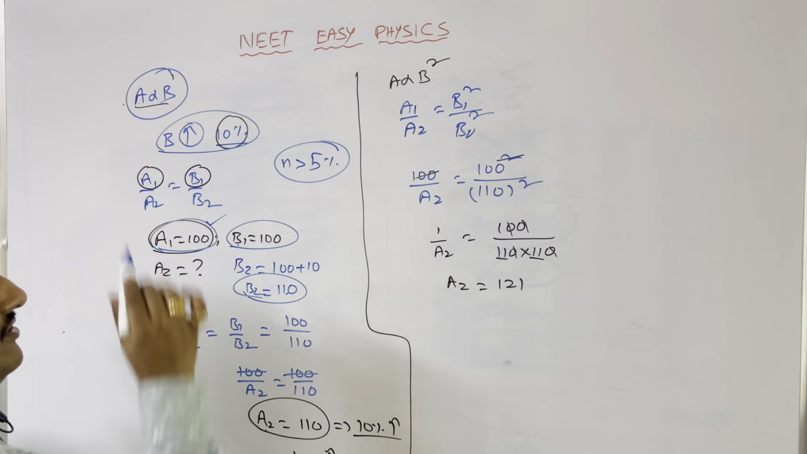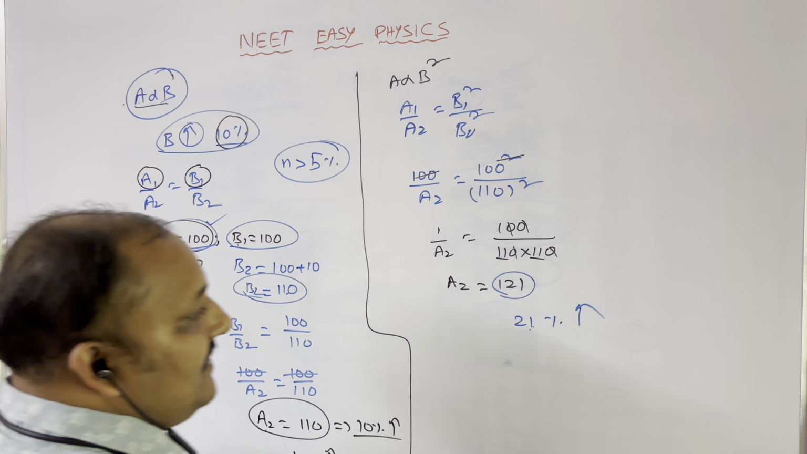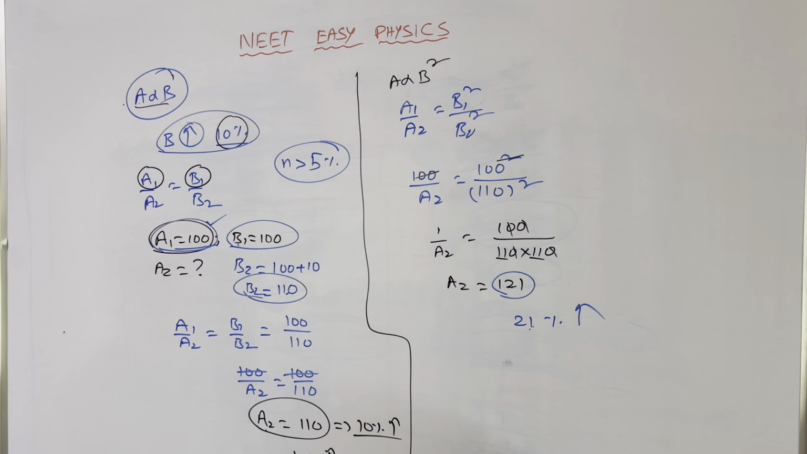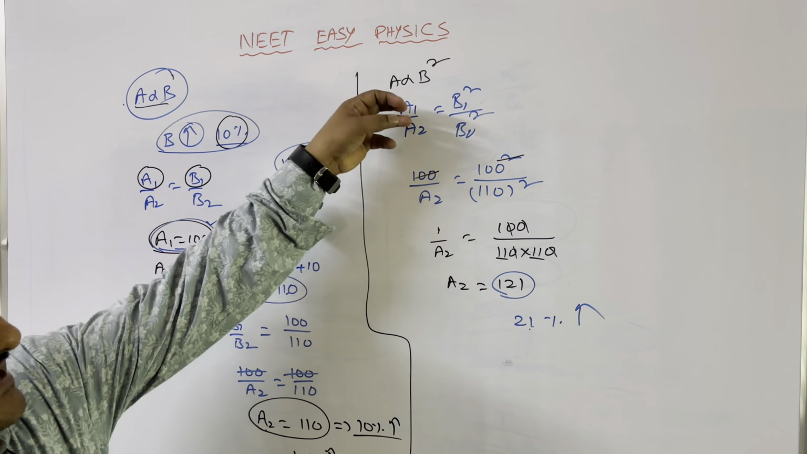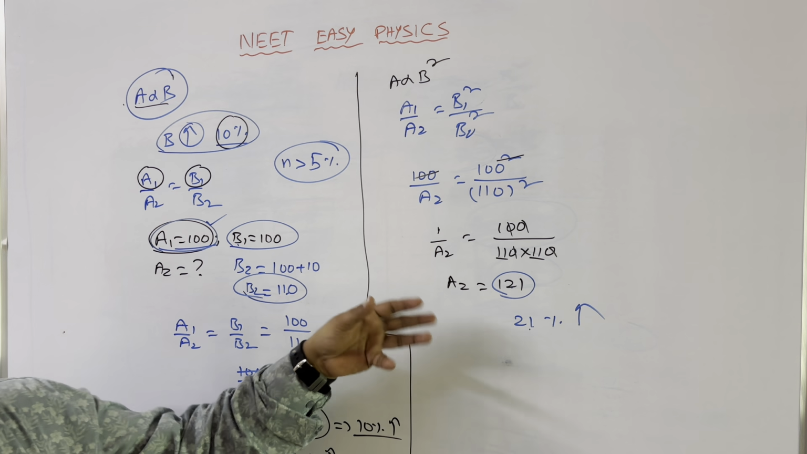Then how much is going to be increased here? So 21%, 121 minus 100. 21% is going to be increasing. So if B increases 10%, A increases 21%. Same question if they give.